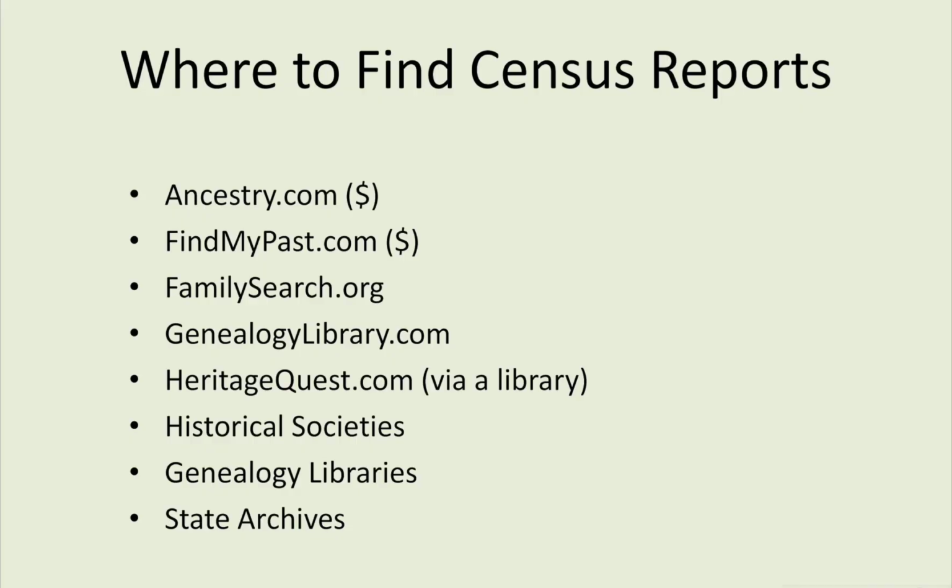State archives are going to have copies. One of the reasons that these people had to make 3 copies was that one went to the state, one went to the federal government, and one went to the county government. So technically, for the first, I think it's 7 censuses, there should be 3 copies around. There probably are not, but there should be 3 copies if the people were saving them.